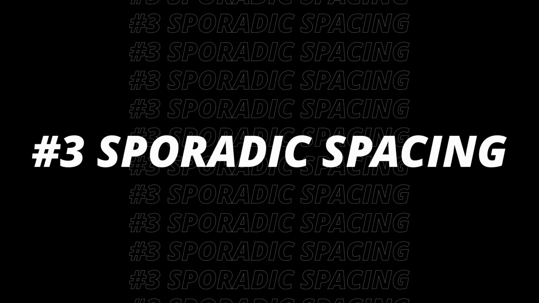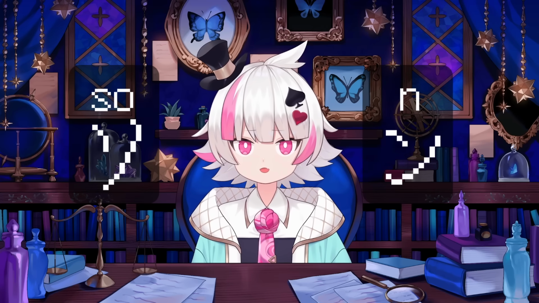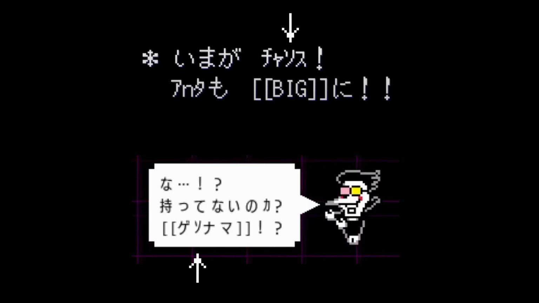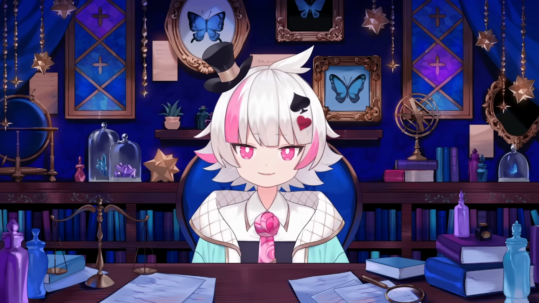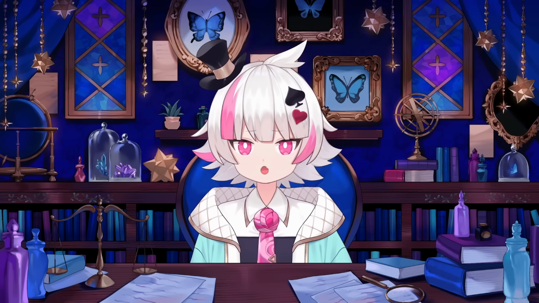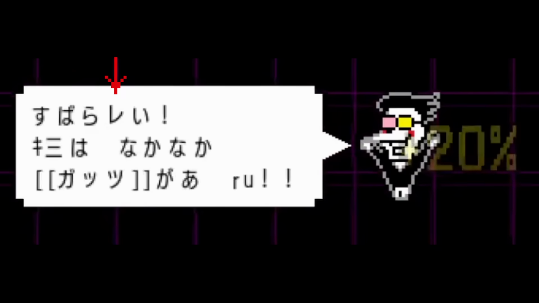Number 3. Sporadic spacing. For example, right here he adds a space before the last character of the word for no reason. Here's a few more examples. Number 4. Misspelling. In katakana, so and n look very similar, and there are multiple occasions where Spamton swaps one for the other. Very subtle, but noticeable. It's kind of like swapping lowercase l and uppercase I. He also frequently replaces the hiragana shi with the katakana re, like in urayamashi and subarashi.